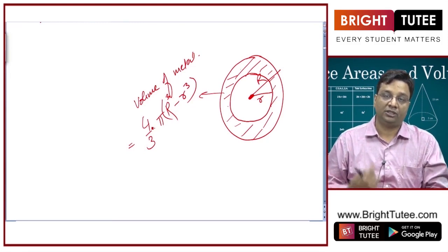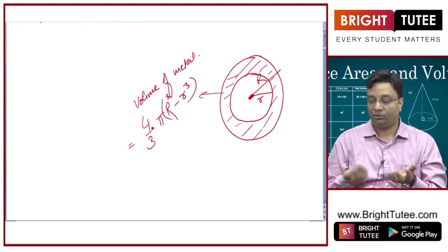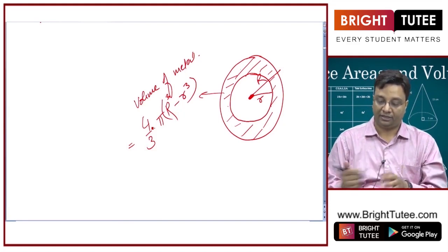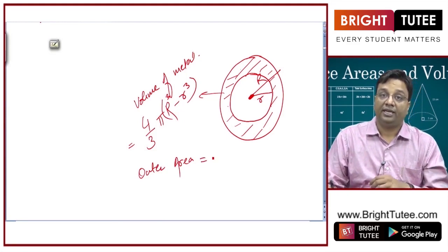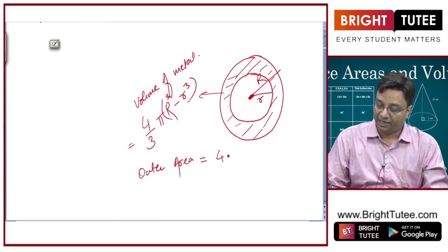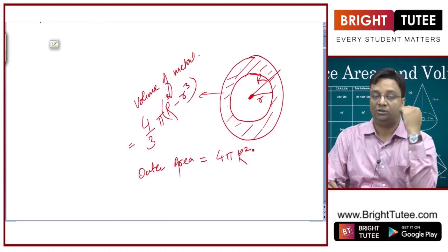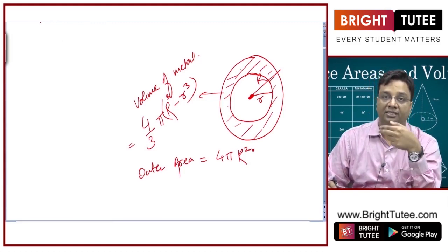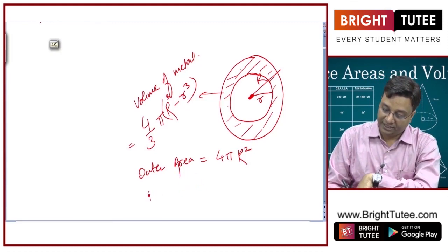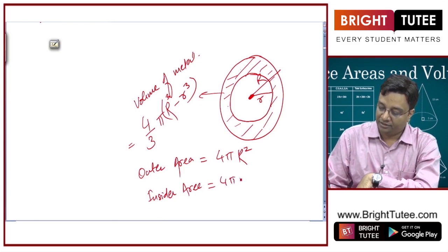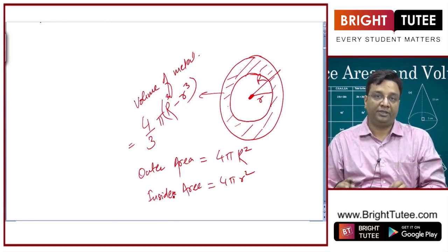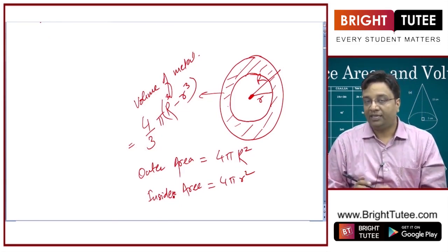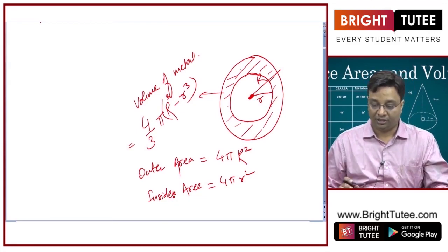And its outer area will be equal to the area of the bigger sphere, so 4 pi capital R square. The area inside the spherical shell will be 4 pi small r square, okay. So these questions are just based on your aptitude. You should be thorough with these formulae and then you can apply them in the questions.